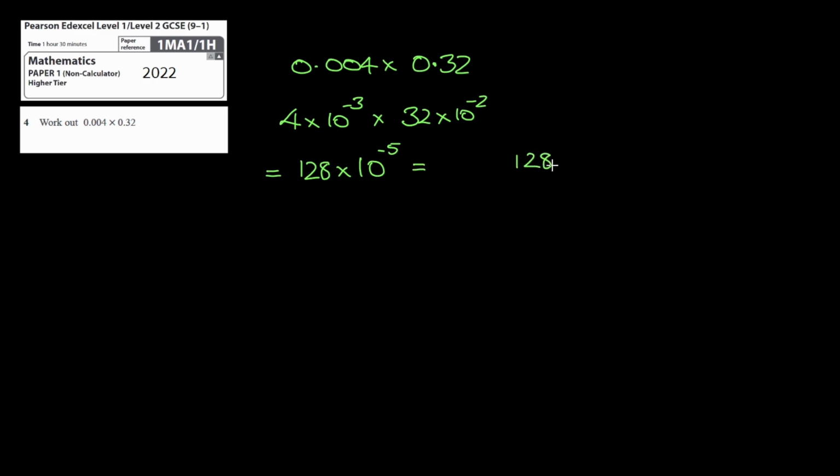Write 128 down. The decimal point is here. 1, 2, 3, 4, 5. So I'd have to put 2 zeros in the front to get the answer correct. And there you have it.